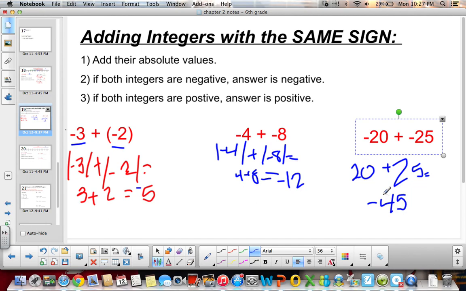Another thing that you can write down is that a negative plus a negative is always negative. Positive plus positive equals positive. Okay? So negative plus a negative equals negative. Positive plus positive equals positive. So what happens when we're adding two integers with different signs?